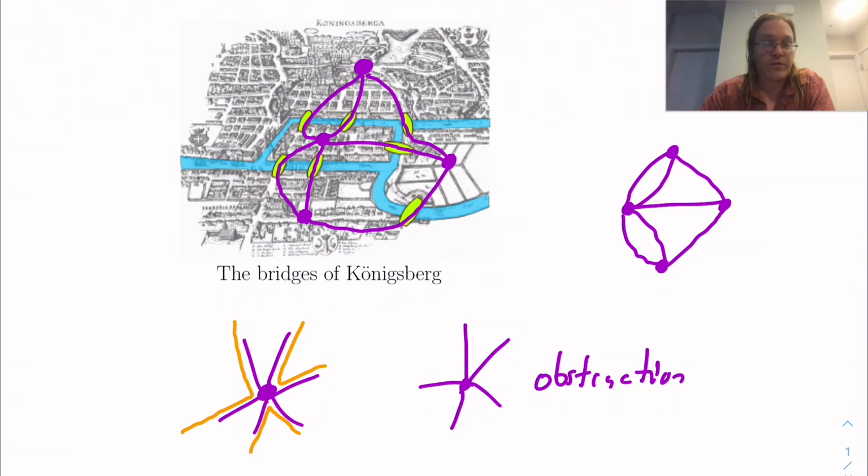So this prompted Euler to ask the question: when can you actually do this? When can you find a walk that will have the feature that it traverses each edge exactly one time?